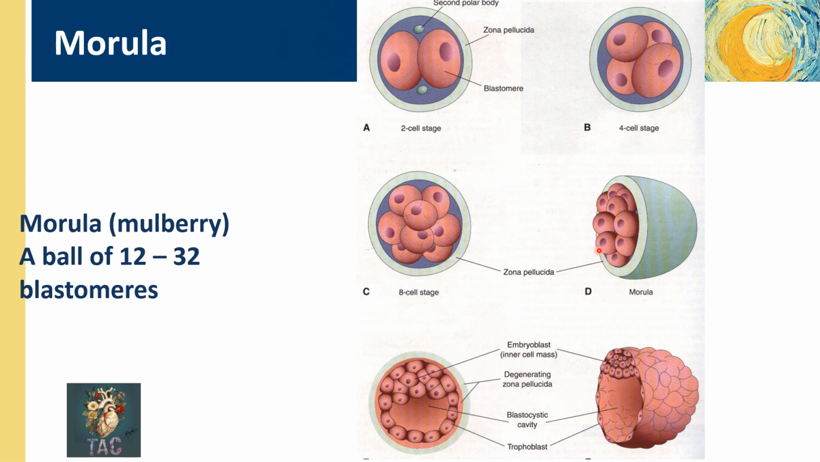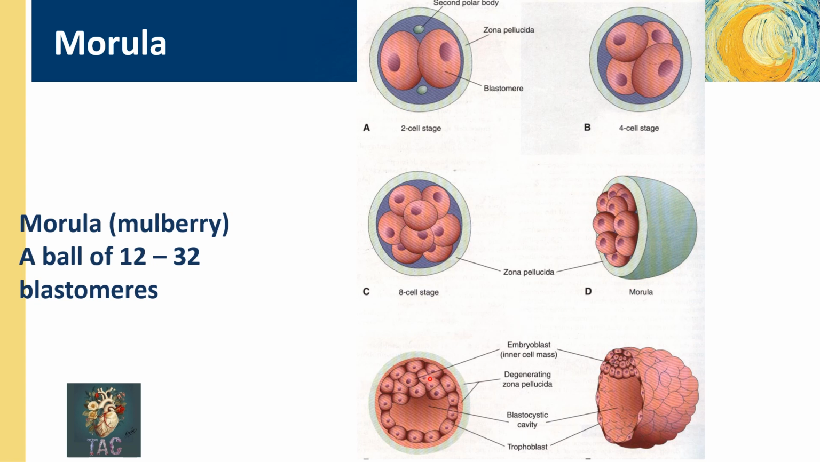Also at this stage, after the third cleavage division, the cells maximize their connection with each other via gap junctions, and the process is called compaction. And at this stage it is called the morula.